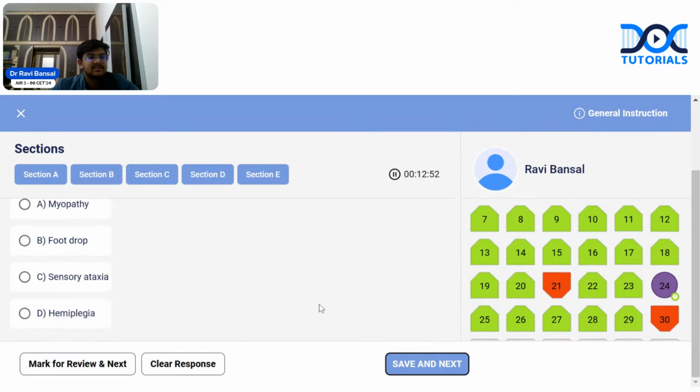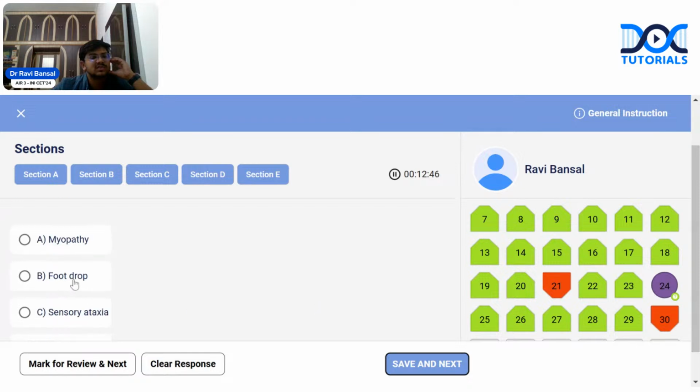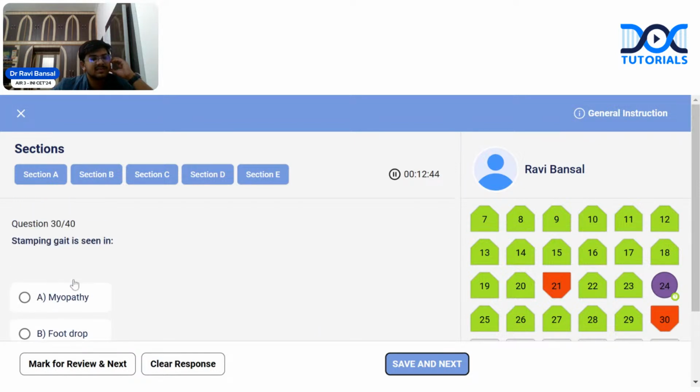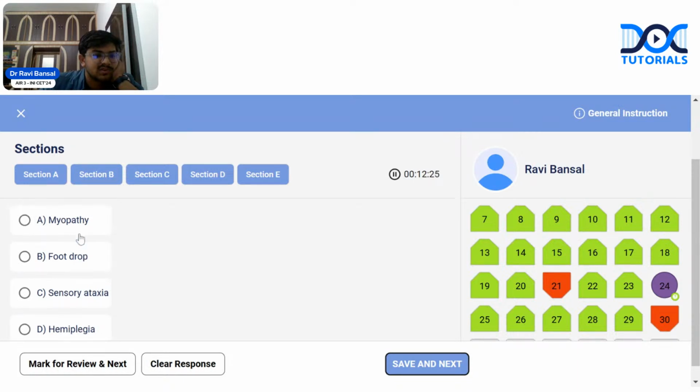Stamping gait is seen in... So in foot drop you see high stepping gait. Stamping gait is, I think, when there is some problem in the spinal cord, with vibration and proprioception problem. So the patient tends to stamp the ground just to get the idea of proprioception and vibrations. Hemiplegia is ruled out. Foot drop is ruled out.